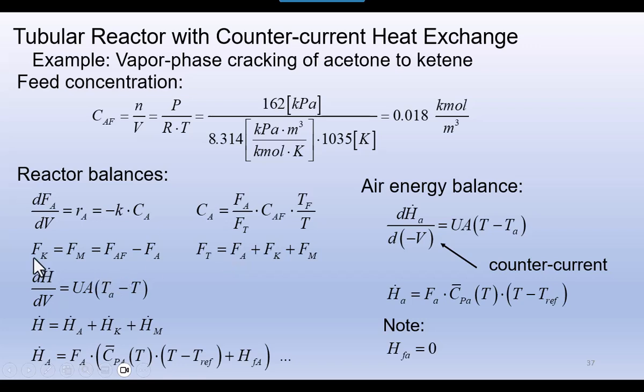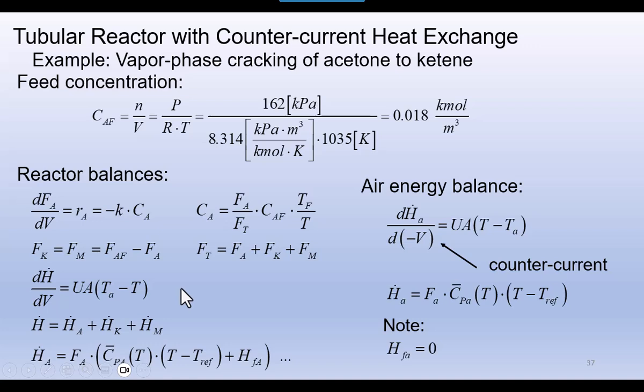Then the molar flow rates of the ketene and the methane, since it's equimolar, are given by the difference in molar flow rate of the acetone from the feed. We can have the total feed here.